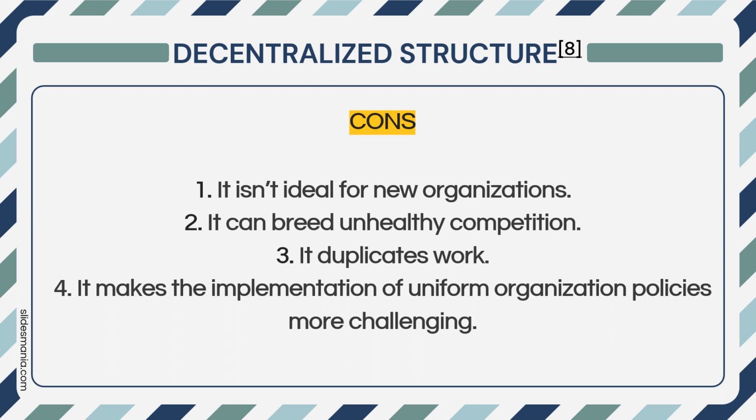Third, it duplicates work. Some organizations that follow a decentralized structure hire support groups for each of their specialized departments. Activities, processes, and outcomes may also be duplicated, and all this results in additional costs. Lastly, it makes the implementation of uniform organization policies more challenging. Different managers can perceive company rules and standards differently, so implementing uniform and consistent policies may be more difficult.